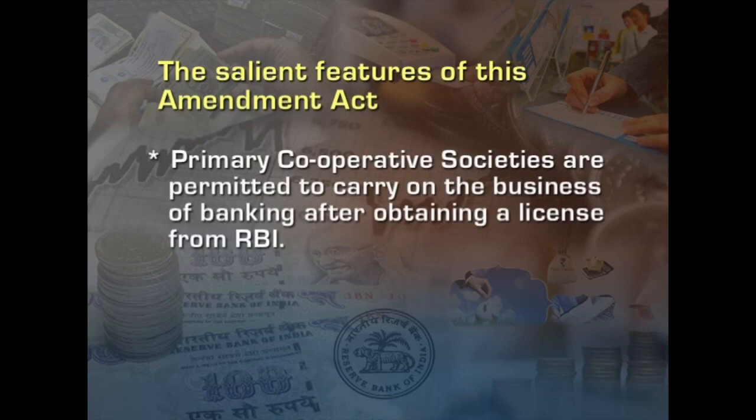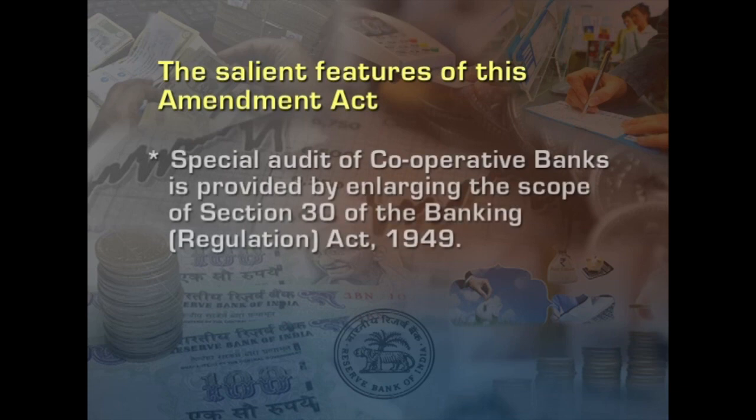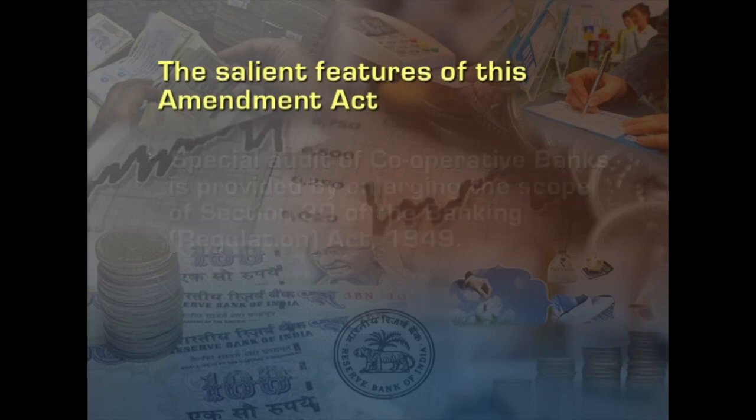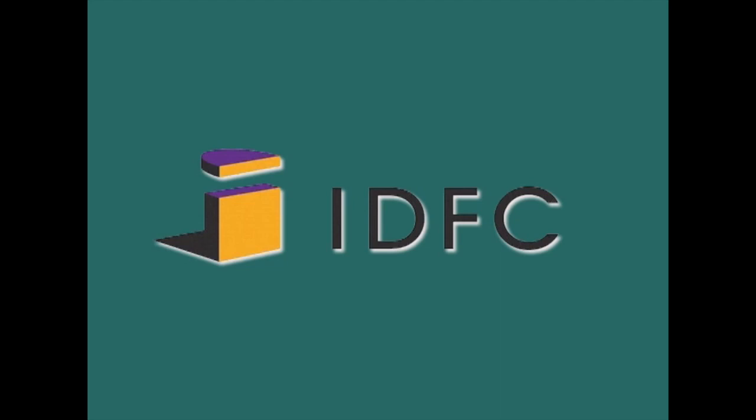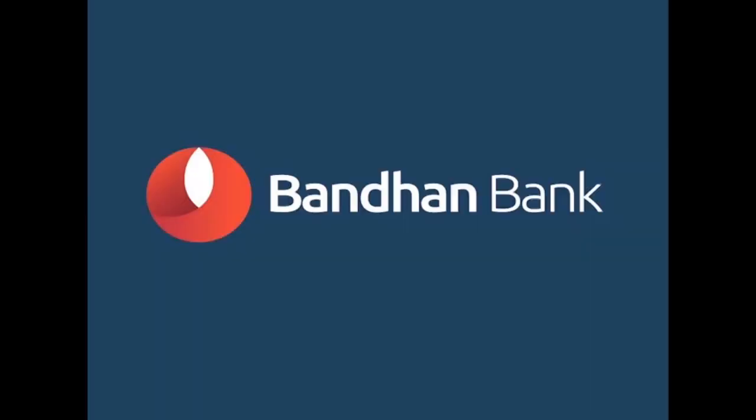Primary cooperative societies are permitted to carry on the business of banking after obtaining a license from RBI. Special audit of cooperative banks is provided by enlarging the scope of Section 30 of the Banking Regulation Act 1949. The Reserve Bank of India is empowered to issue new bank licenses to corporate houses. As for example, during the year 2014, the RBI has given license to two corporate entities, Mumbai-based IDFC Bank Limited and Kolkata-based Bandhan Bank Limited.